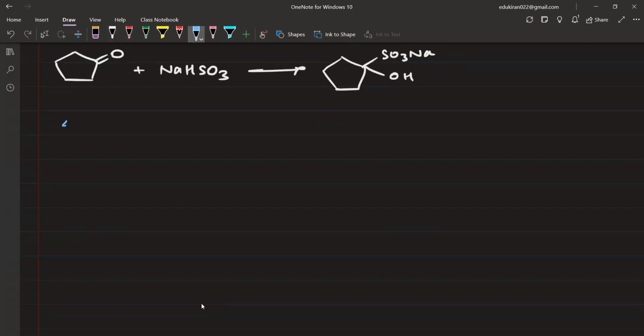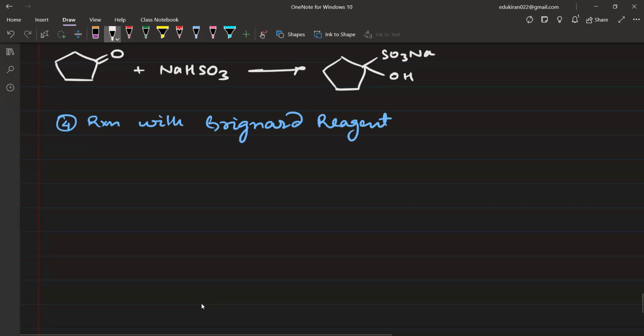Now write the fourth one. A reaction with Grignard reagent. And you have seen this reaction already in the method of preparation of alcohol. Grignard reagent. Okay, please write.